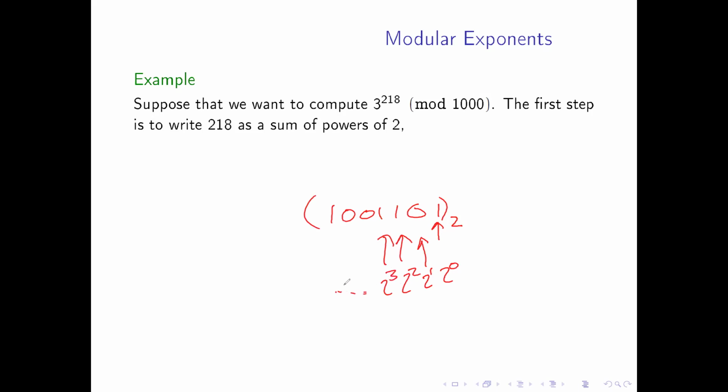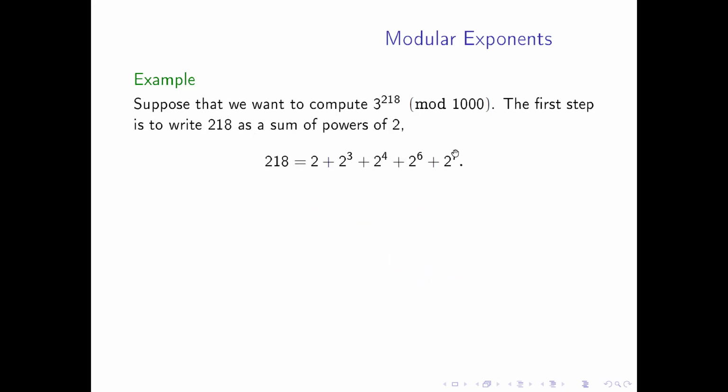So I'm actually doing a binary expansion. I'm turning this into binary. I'm writing it as a sum of powers of 2. The way we often do this is to ask: what's the biggest power of 2 that's less than 218? And the answer to that is 2 to the 7th.